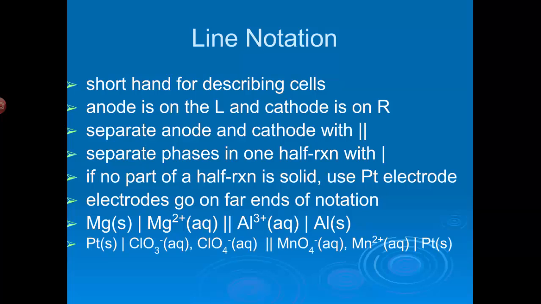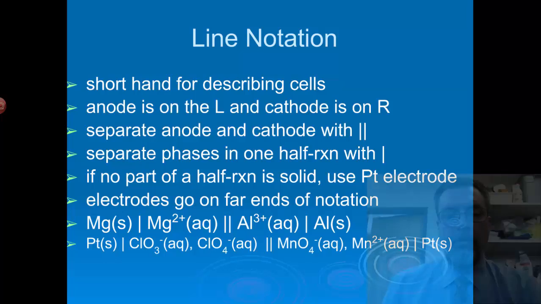Okay, here's another one. Now in this one, I have a platinum electrode stuck into a solution that's a mixture of chlorate and perchlorate ions. Why is it a platinum electrode? Because the half reaction from chlorate to perchlorate does not involve anything solid that I could use as an electrode, so I use platinum. Double line is my salt bridge, and over on the other side I have permanganate and manganese 2 in solution. Neither one of those is solid, so I have a platinum electrode on that side.